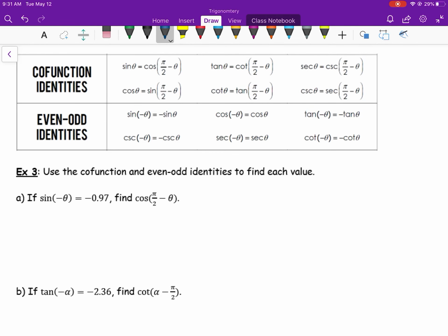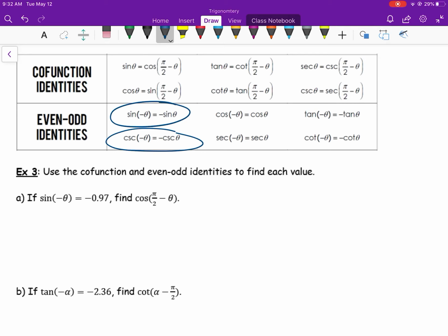Alright guys, here comes part 3 of the basic trigonometric identities. So we have cofunction identities. It's basically saying that sine is equivalent to cosine of pi over 2 minus theta, and a whole bunch of other ones. As we notice, the big thing here is the pi part, that always comes first, and then it's always minus theta.